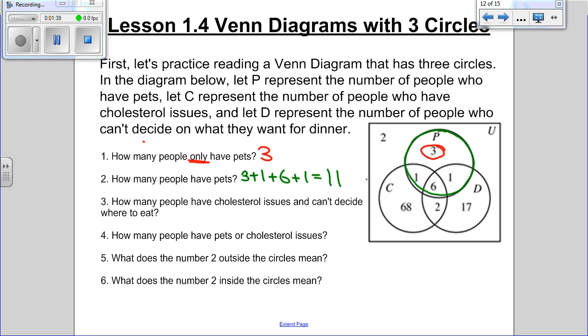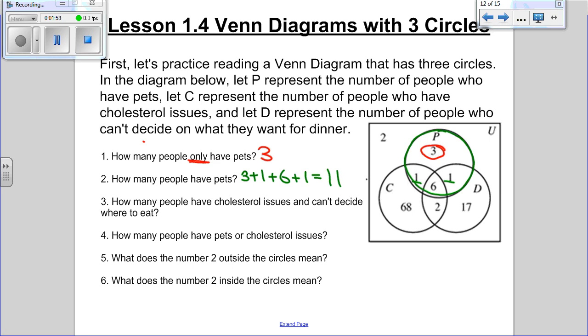Can you only have one twice? The reason there's one twice is because there's a 1 here and a 1 here. It just means one person has a pet and cholesterol issues, and then one person has a pet and can't decide what's for dinner. But it's 2 different people.